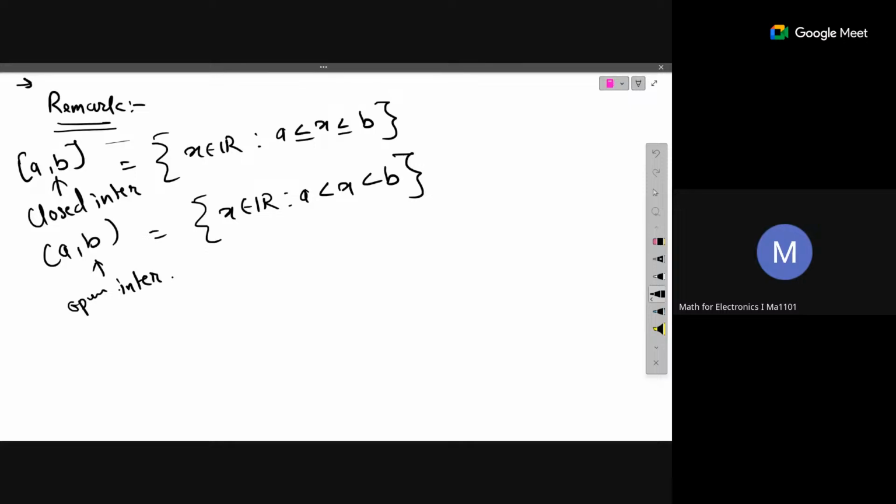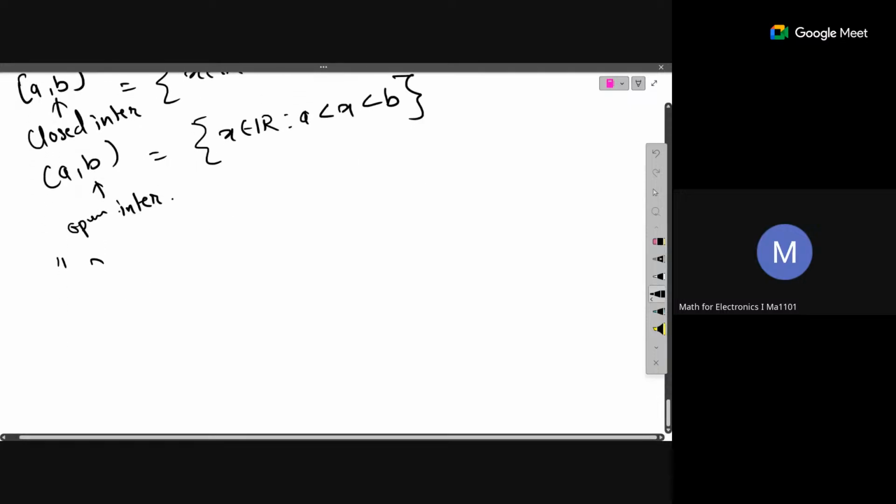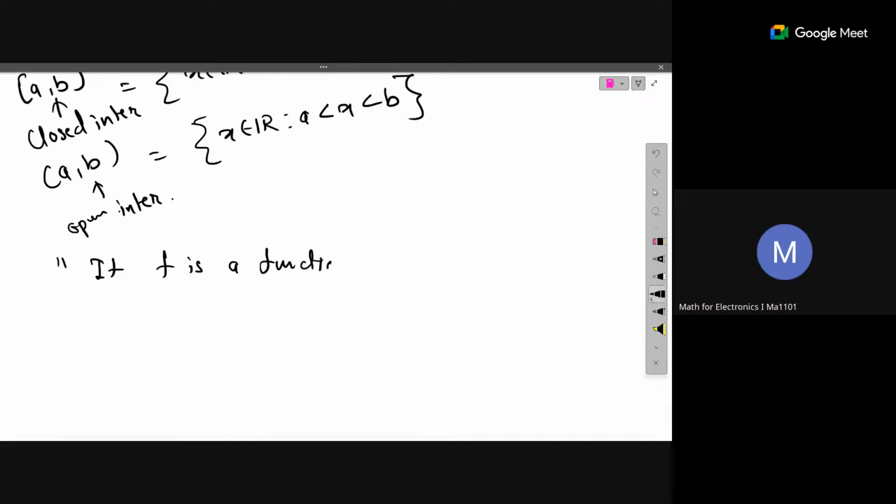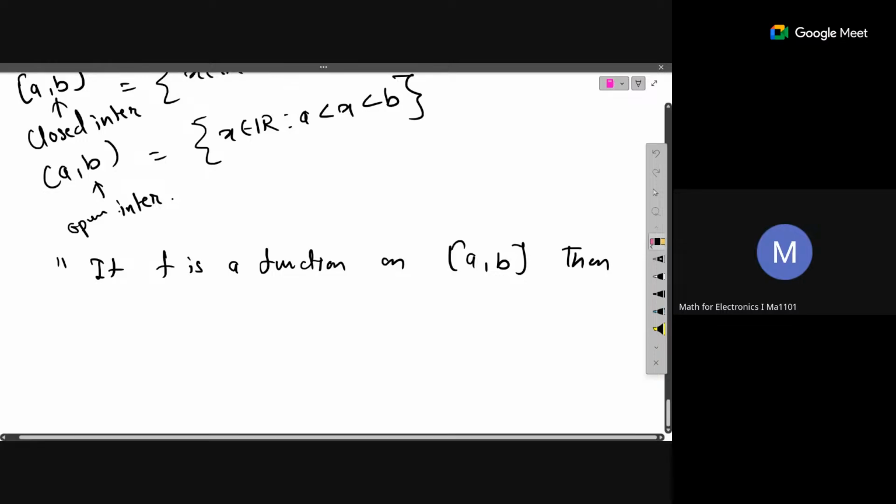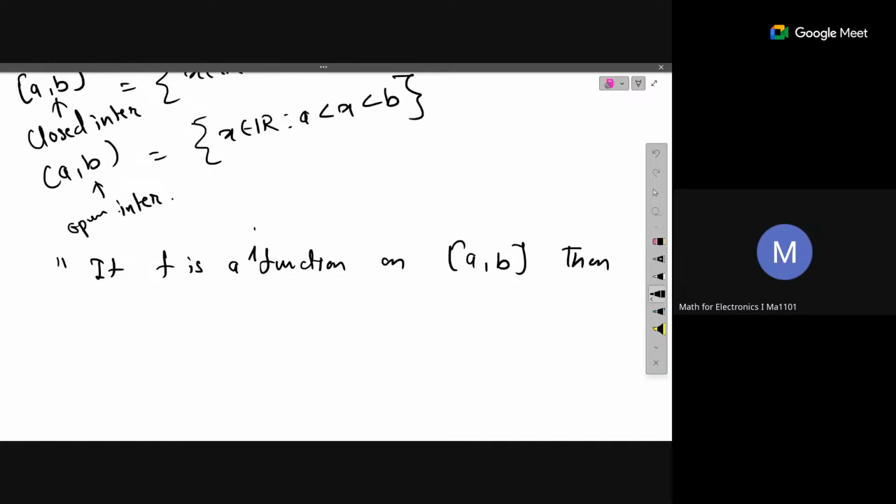So what does this remark say? The remark says that if we have a continuous function over a closed interval, then the image of that continuous function is again an interval, right? So this remark says that if f is a function on the closed interval a comma b, then the range, and also f should be continuous. Okay, so suppose f is a continuous function, not any function, a continuous function.